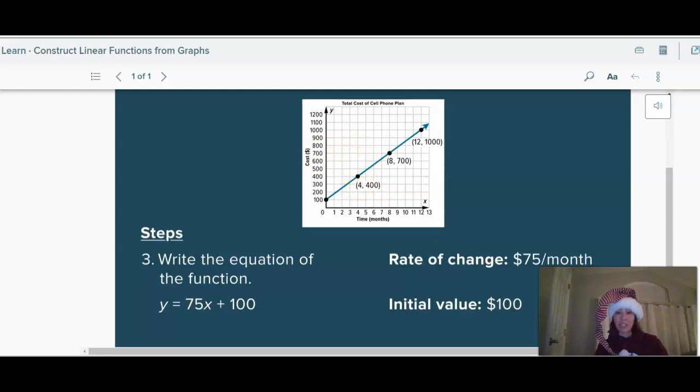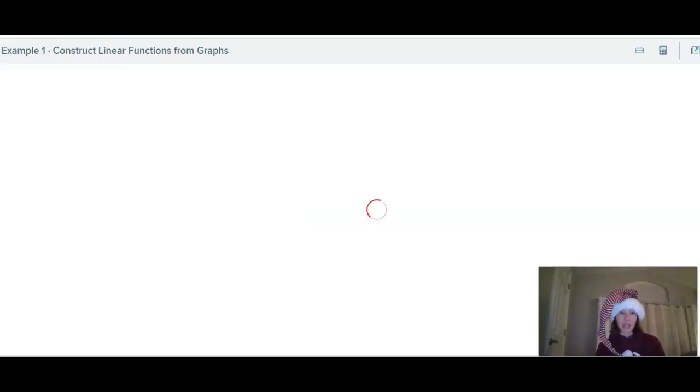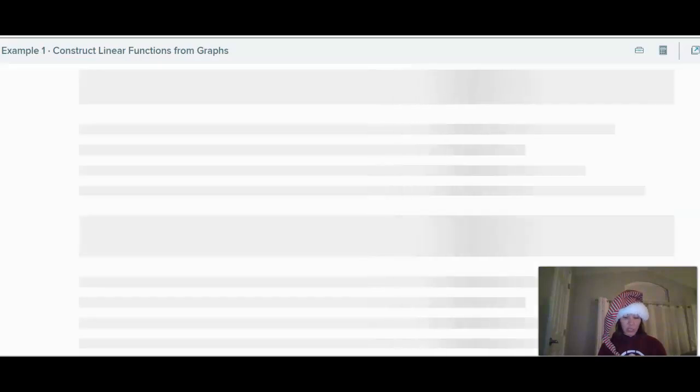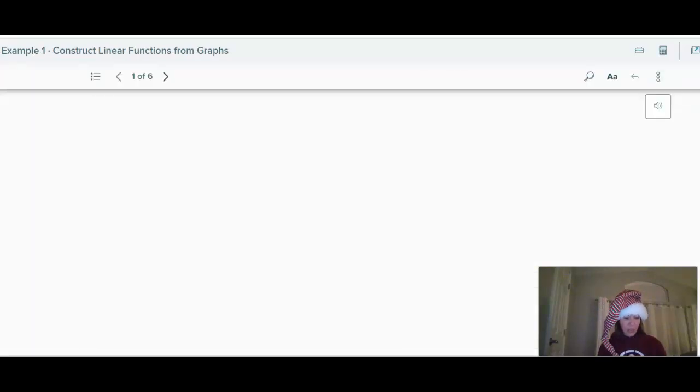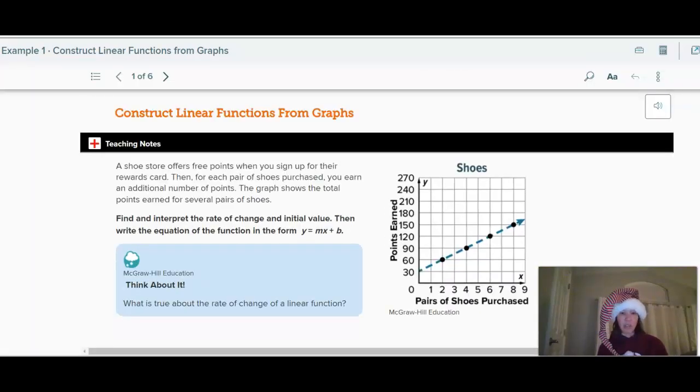So you're going to have to pay attention to what those axes are labeled when you're doing this. So let's look at a couple examples together. This is in the middle of page 274. A shoe store offers free points when you sign up for their rewards. Then each pair of shoes, you get an additional number of points. So this graph shows the total points earned for several pairs of shoes.